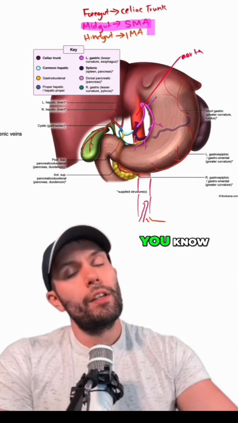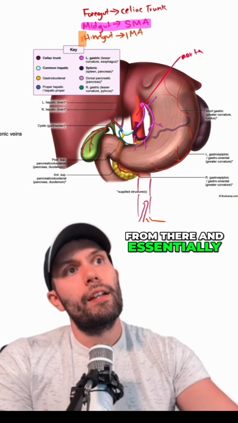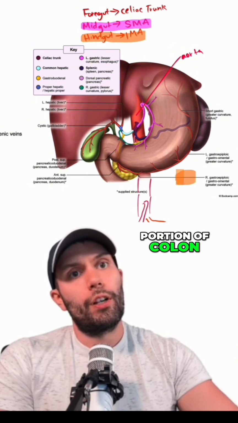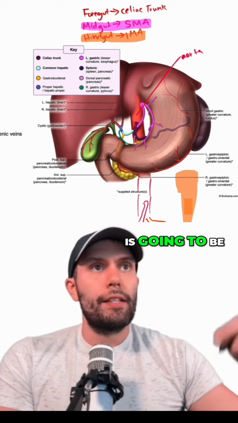And again, the midgut is going to start closer to the distal duodenum and then move to the proximal 2/3 of the transverse colon, and hindgut will pick it up from there and essentially supply the area around the splenic flexure, this portion of colon that would kind of be down in this area, and then the descending colon here. So the distal 1/3 transverse colon, descending colon, and sigmoid colon are going to be supplied by the hindgut.